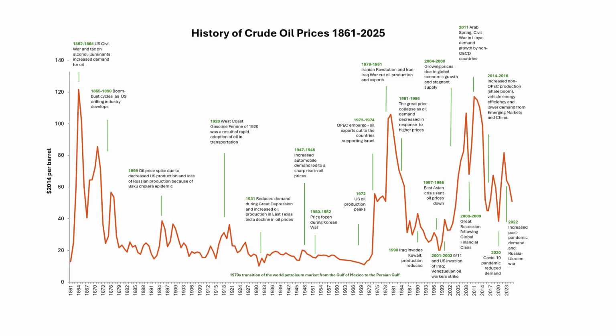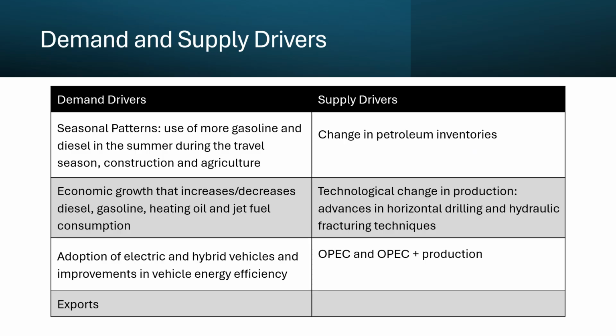Take a look at the crude oil price chart from 1861 to 2025. It shows that major price increases and decreases are driven by global business cycles, expansions and recessions, natural disasters such as pandemics, wars in the Middle East, and technological advances. Next, I will discuss some of the more important demand and supply factors that affect crude oil prices. On the demand side, we have seasonal demand, economic growth, adoption of electric and hybrid vehicles, and exports. On the supply side, it is change in petroleum inventories, technological advancements, and OPEC production.